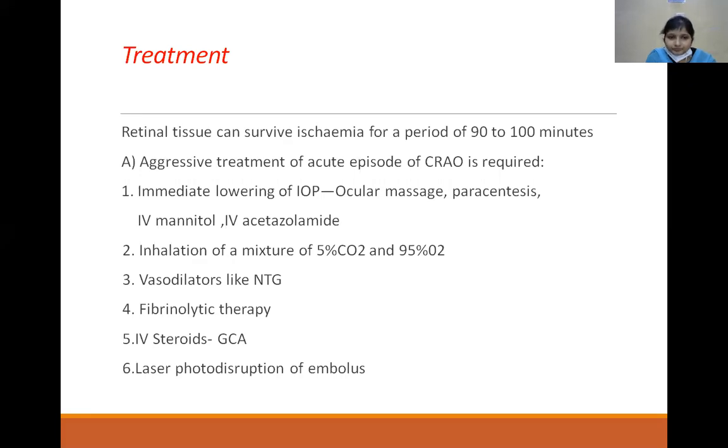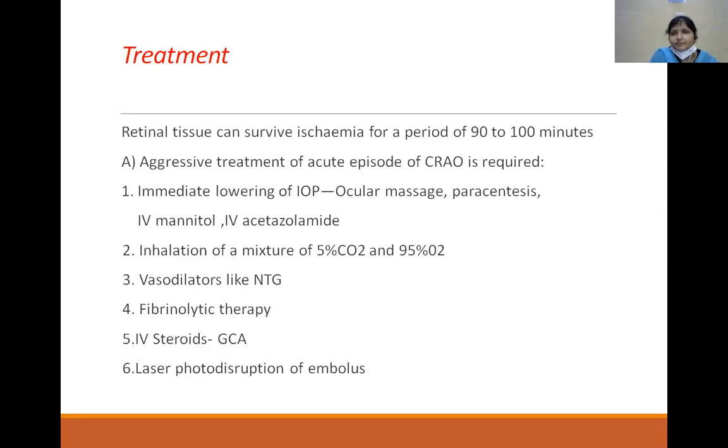Next, we have to use carbogen mixture. So what is this carbogen mixture? It is a mixture of 5% carbon dioxide and 95% oxygen. Inhalation of this carbogen leads to relieving of the angiospasm, so that some amount of blood circulation can be restored to the retina. And vasodilators like nitroglycerin as well as isosorbide dinitrate can also be used. In some patients, retrobulbar injection of acetylcholine may also be helpful as a mode of vasodilation.